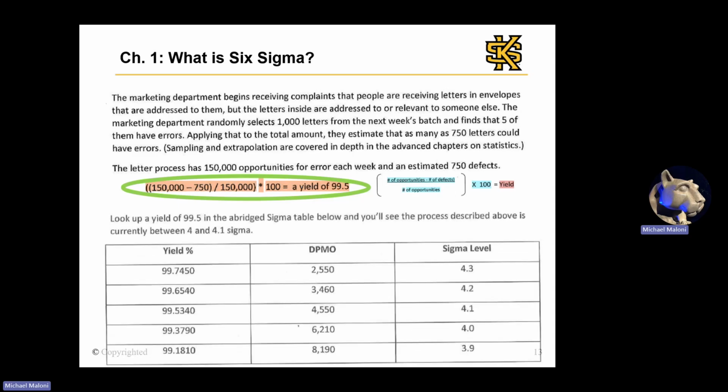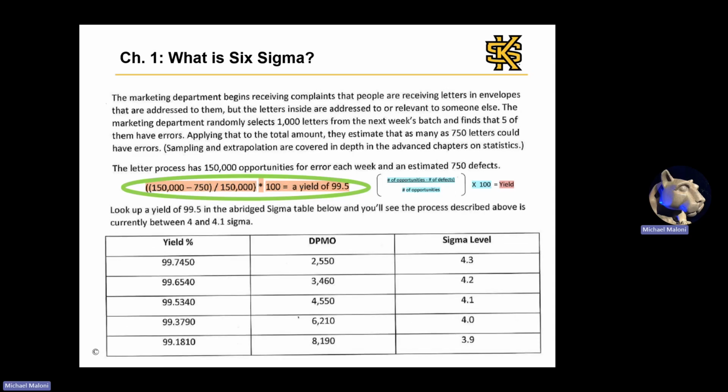We can then use a more detailed DPMO table to determine the process sigma for this 99.5% process yield. It falls close to 4.1, meaning the process sigma is 4.1, which is fairly good. It's not Six Sigma, but it's fairly good.